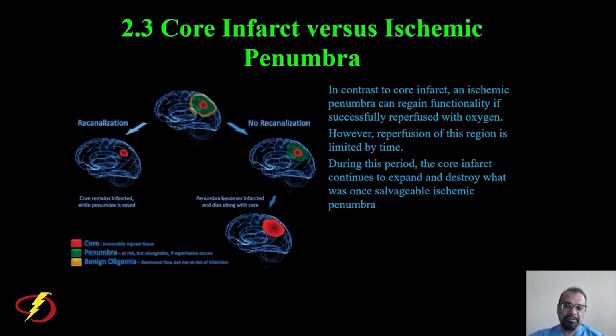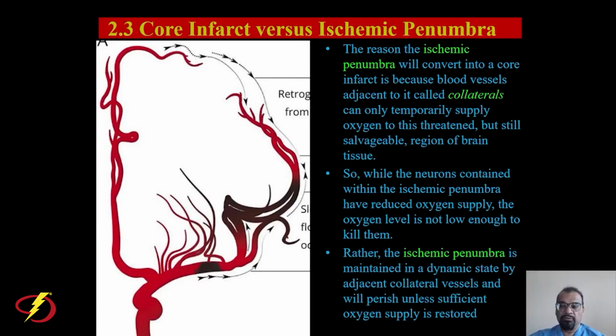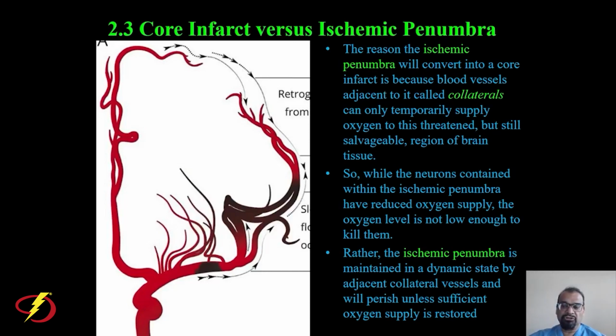Notice the surrounding penumbra. If we do not recanalize the blood vessel with obstruction, this surrounding ischemic penumbra will go on to become a larger core infarct. That's why it's very, very important that we restore blood flow to the brain as quickly as possible in ischemic stroke. Now, the reason the ischemic penumbra converts into core infarct is, let's look at this again.